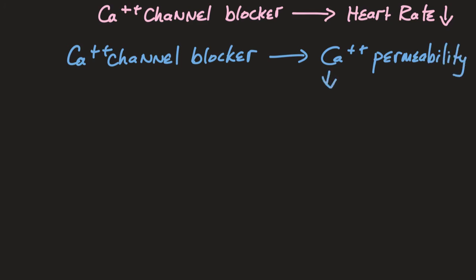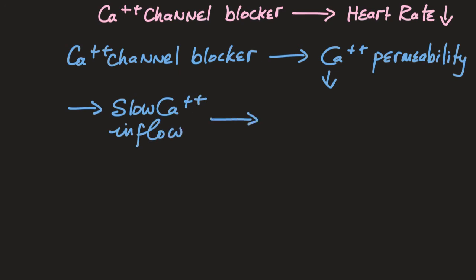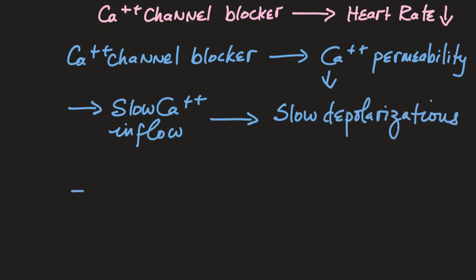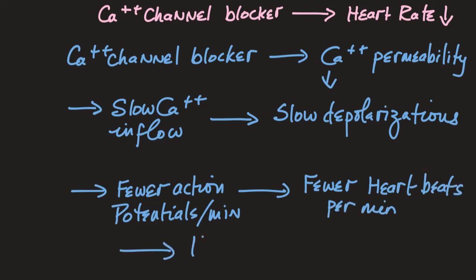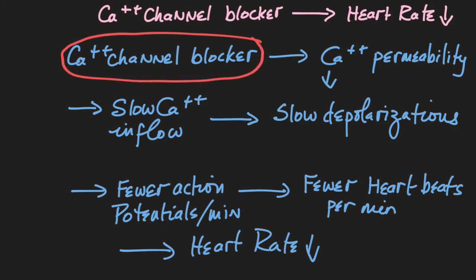We see the down arrow for decrease. This causes calcium inflow to slow down. The slow calcium inflow causes the depolarization to slow down as well. When the depolarizations are slow, we have fewer action potentials per minute. Fewer action potentials means fewer heartbeats. So we will have fewer heartbeats per minute, resulting in a lowered heart rate. Now this is beneficial because the heart rate is going back to normal. So there we have it, a calcium channel blocker resulting in lowered heart rate.